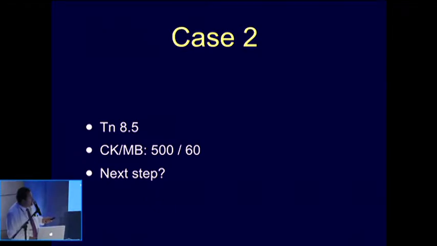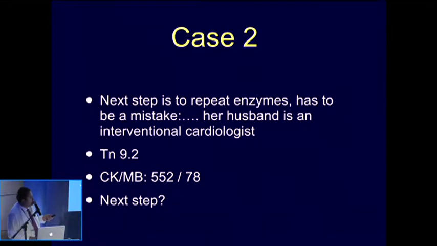And this is the initial troponin and CPK and CMV. When we saw this with my interventional cardiologist boss, he said, it can't be that my wife is having an infarction. We repeated them, and they were increasing. So what was the next step? What do you think was the next step for the interventional cardiologist, my boss's wife, who comes to ask me what to do next? What do you think he did?